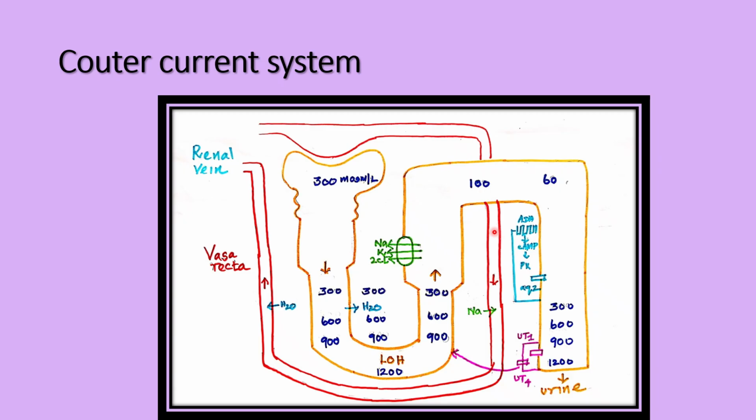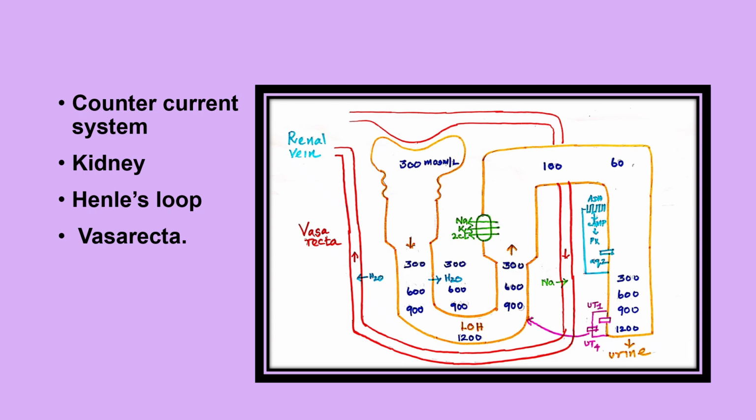The vasa recta is the continuation of the efferent arteriole. It is connected to the renal vein. The loop of Henle is continued with the distal convoluted tubule. The kidney's countercurrent mechanism is important for the concentration and dilution of the urine.